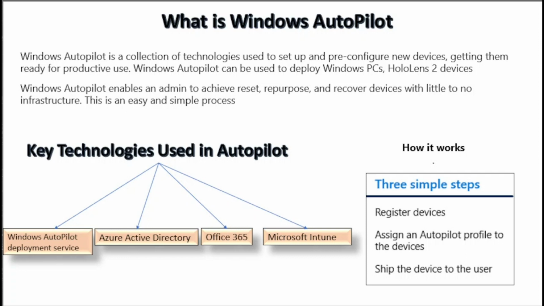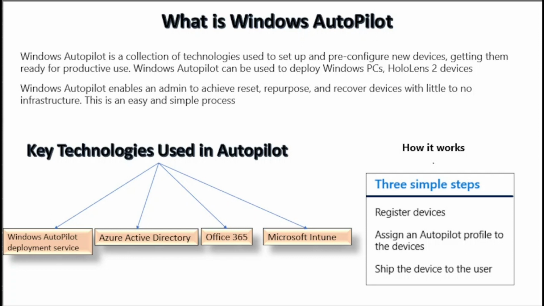The second component is Azure Active Directory. Windows Autopilot requires the device to be Azure joined or hybrid Azure joined. This is used for authentication and authorization, and when the OEM registers the device in Autopilot, a device object will be created in Azure AD and all the deployment will be targeted to the device object.